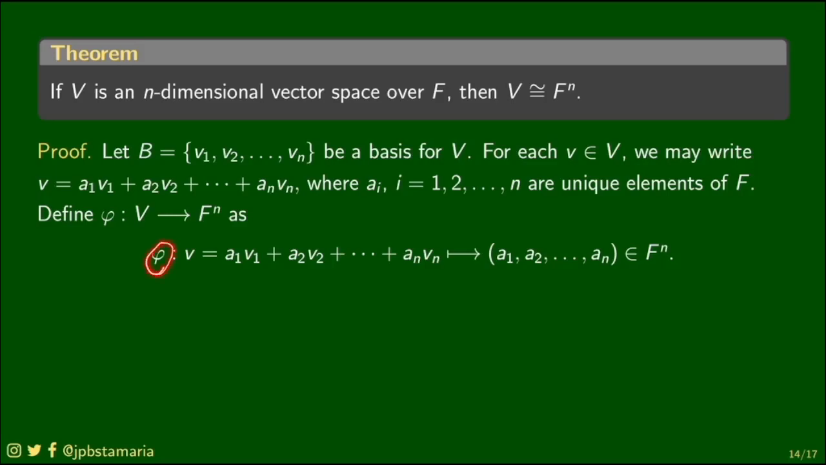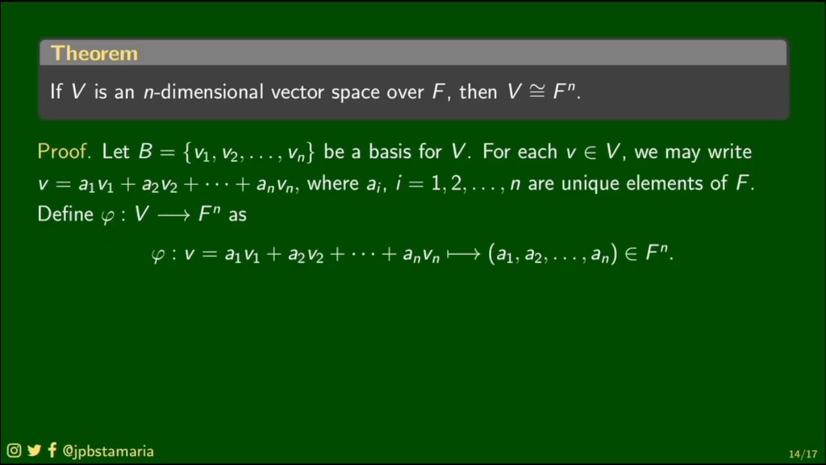This map phi associates V, whenever you write V in this unique manner, you just simply drop the V's and then just consider the scalars. You put them in a tuple, and that's an element of Fn, right? So we associate V to its coordinate. If you remember, we call this collection of scalars the coordinate of V. And then the coordinate is an element of Fn. We will prove that this function is basically an isomorphism.